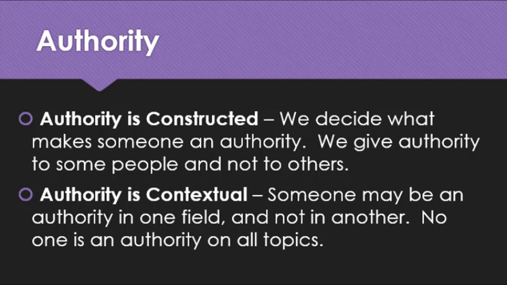Authority. Is the author an authority on the subject? Authority is constructed and contextual. It is constructed because we decide who we give authority to. In most cases, we grant authority to someone with a degree or significant experience in a field. It is contextual because a person may be an authority on 19th century literature, but not on films from the 1970s. When choosing a source, it's important to make sure the author has the authority to speak on the subject and knows what they're talking about.